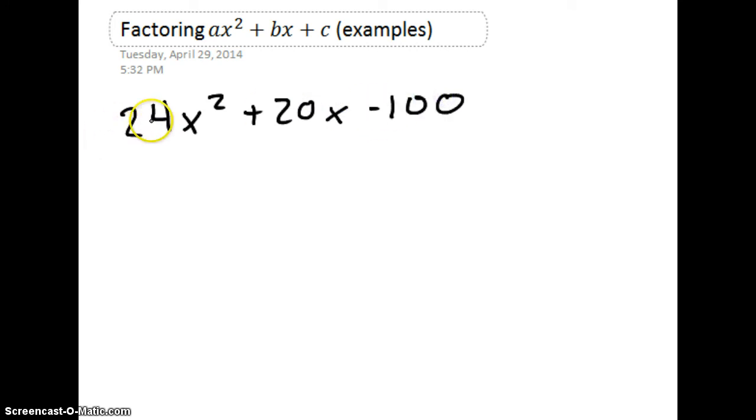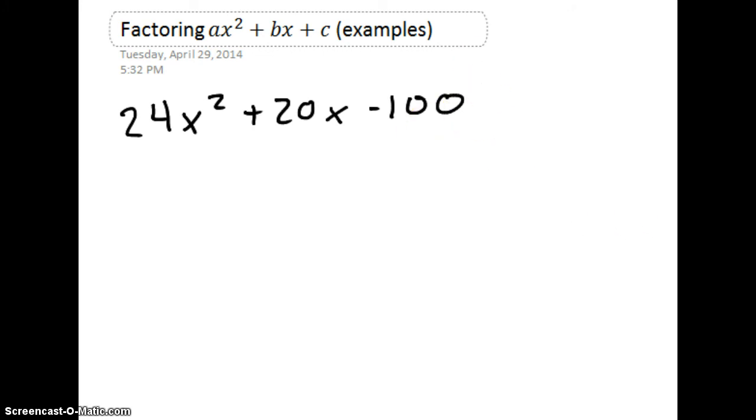Let's take a look at some examples for how this factoring stuff works. Again, we're factoring trinomials of the form ax squared plus bx plus c, so quadratic trinomials. Let's start with this one, 24x squared plus 20x minus 100. If you look at it, 24 breaks down into a lot of different factors, and so does 100. There are quite a few of those.